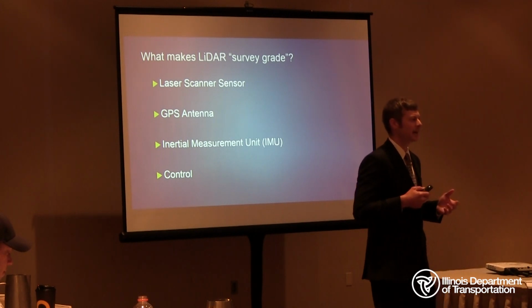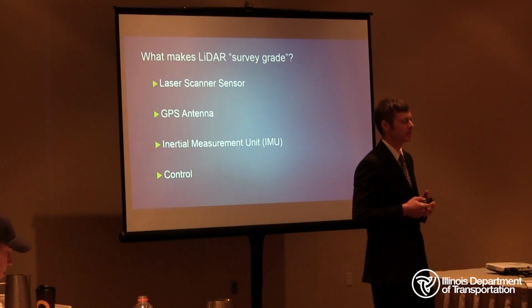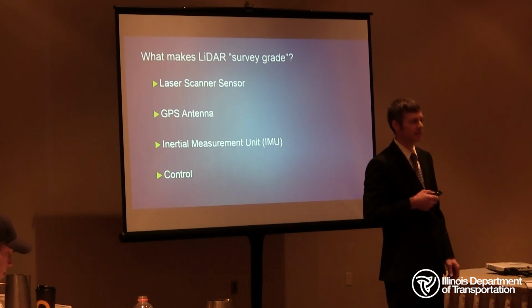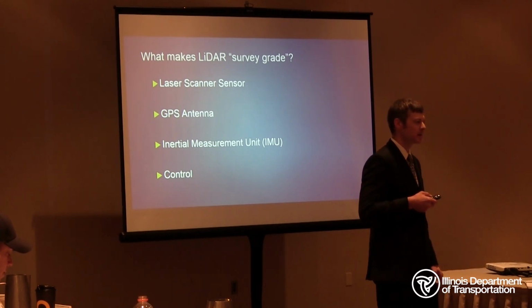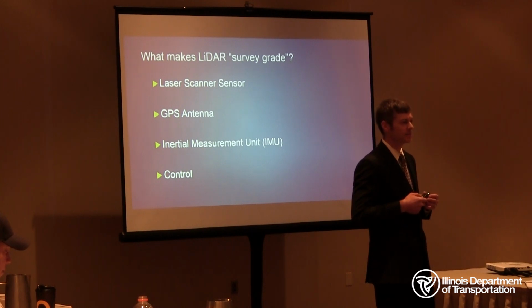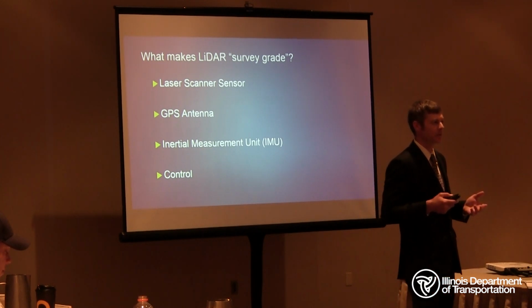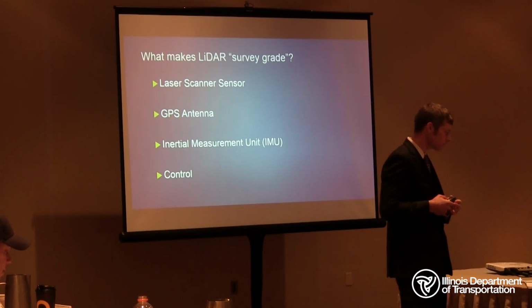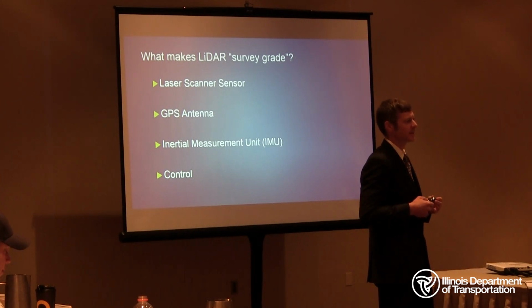And to get the absolute accuracy of that data, you have to double those numbers, meaning that survey grade could be as accurate as 2 millimeters compared to 40 millimeters for mapping grade. So that's nearly 20 times the amount of error in mapping grade when you compare it to survey grade. We also have the GPS antenna.